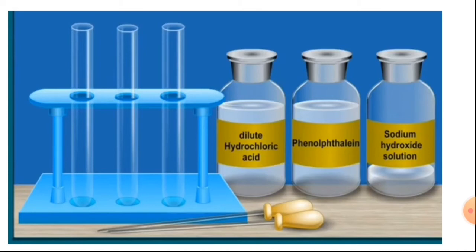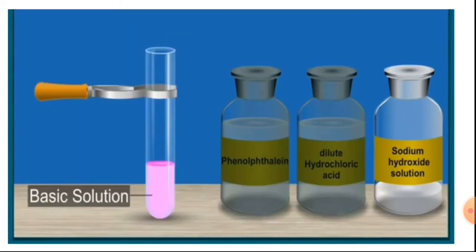The requirements for this experiment are hydrochloric acid, sodium hydroxide solution, phenolphthalein indicator, a test tube and a dropper. In our last Zoom session, you already observed this phenolphthalein test of an acidic and basic solution and the neutralization reaction between hydrochloric acid and sodium hydroxide.